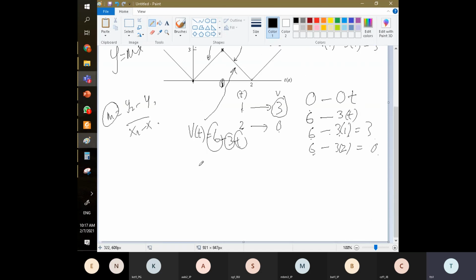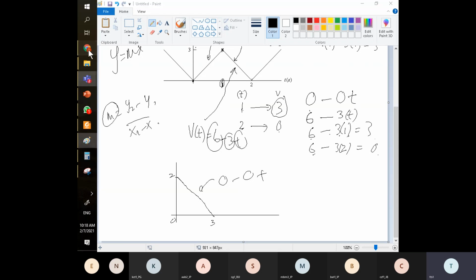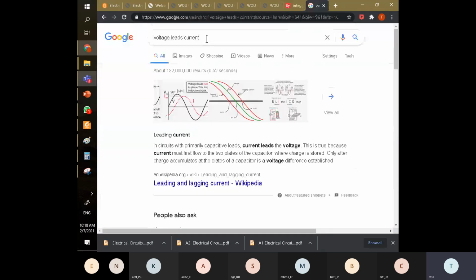Okay, you can go back and test yourself. Do a quick test. Let's say you want to find this function, from here to here. At 0 you get 2, and then at 3 you get 0. You can try to find this function, what minus what t. You can do a test yourself. Of course, there are also many tutorials. Let me do a quick search.